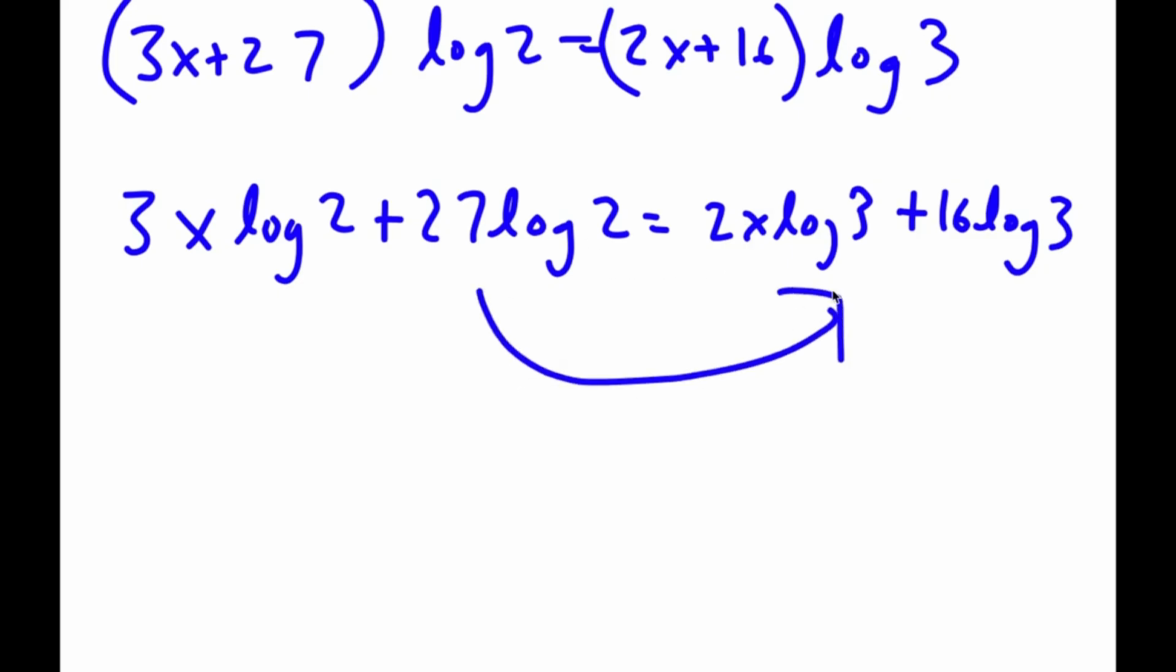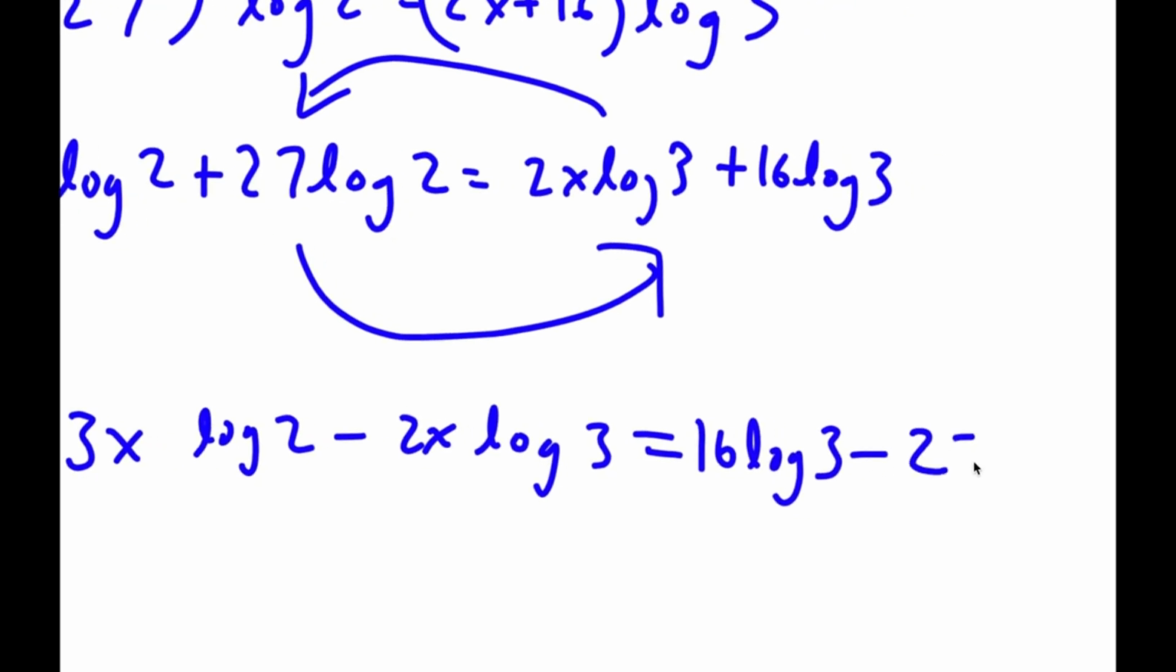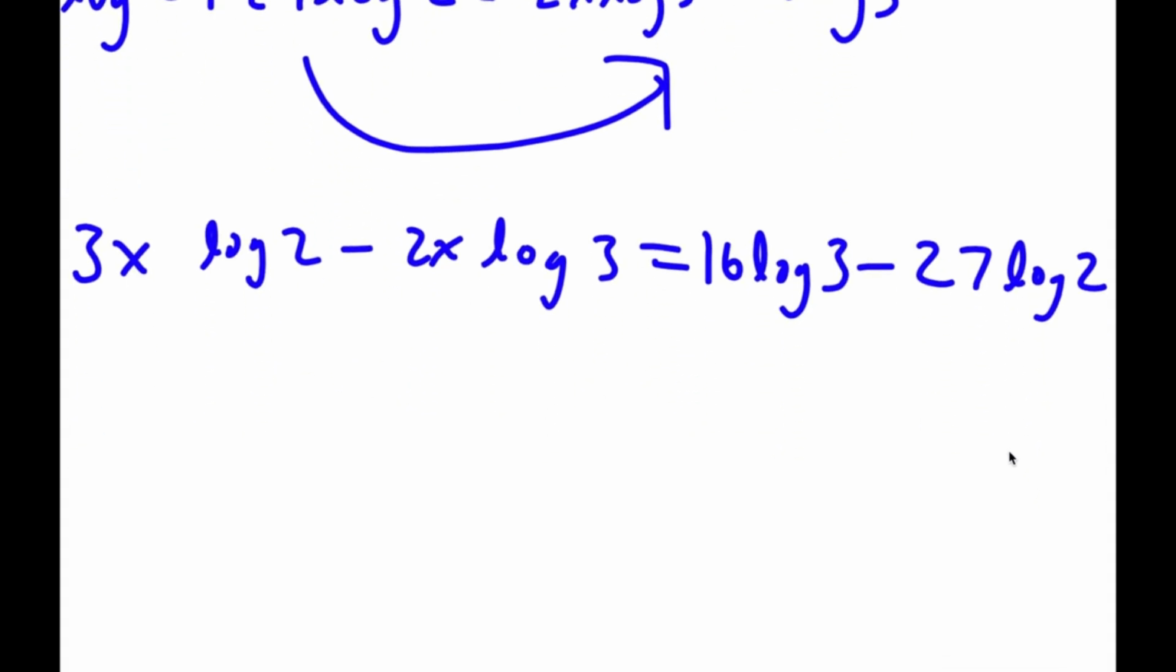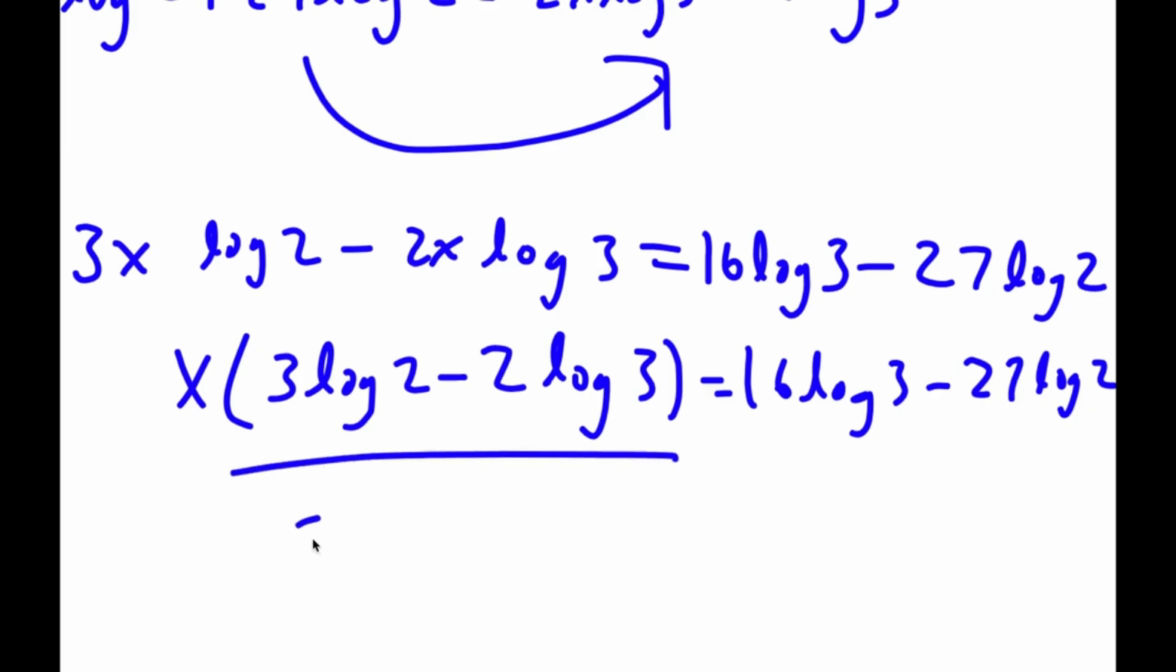Now I'm going to move this over here and this over here. So now I have 3x times log 2 minus 2x times log 3 is equal to 16 log 3 minus 27 log 2. Now if I factor out x from here, I get x times 3 log 2 minus 2 log 3 is equal to 16 times log 3 minus 27 log 2. Now all I have to do is divide this on both sides.